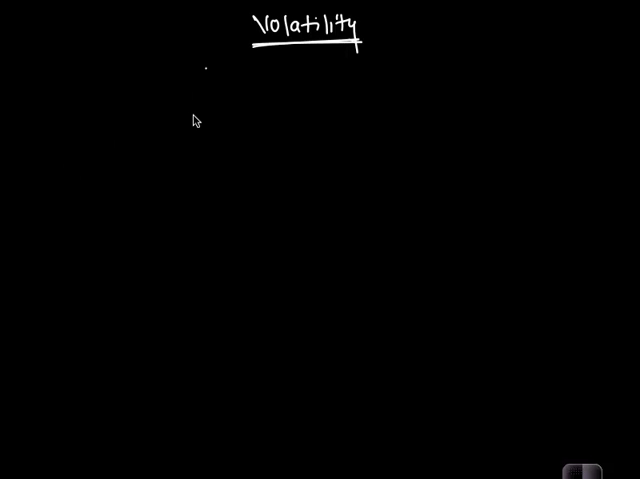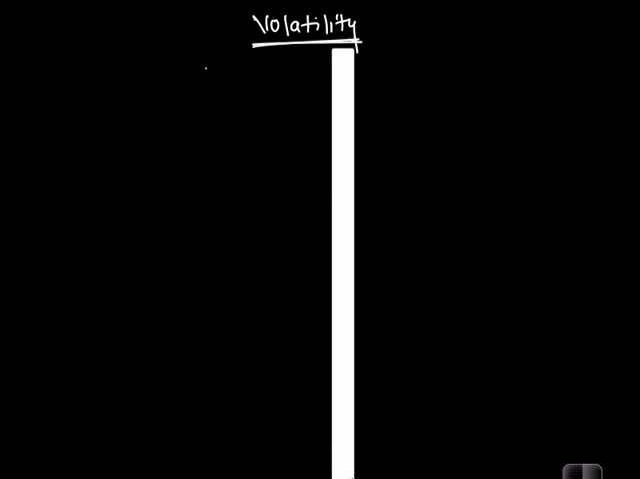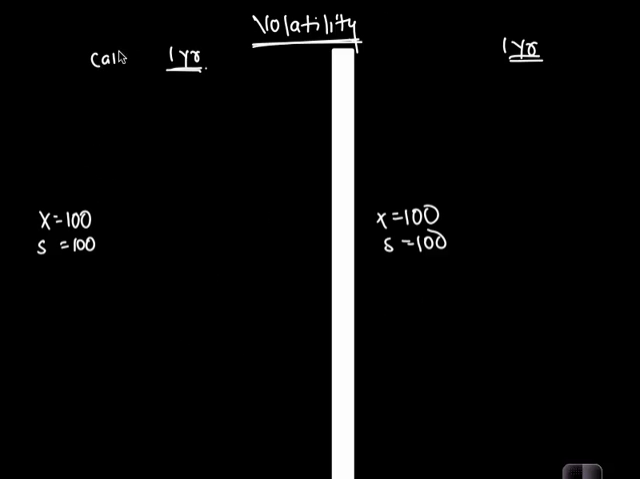Okay, so we are going to consider two scenarios. Let us say strike price is 100, spot price is also 100, and expiry is 1 year. So both the options are precisely the same. Now the only difference is, both of them are call options. So this is a call option, and this is a call option.